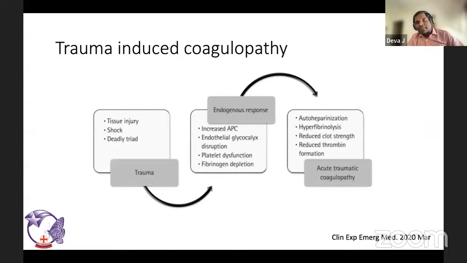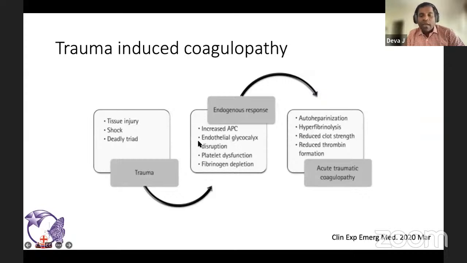But this is just a basic picture showing what happens in trauma. As soon as you suffer an injury, there's tissue injury. Substances get released because of tissue injury. Plus, if you bleed, you're going to be in shock. Your tissue perfusion is affected. These two will lead to damage of the endothelial glycocalyx. Inside the vessels, the endothelial layer has a glycocalyx layer that gets damaged, and because of that, there is platelet dysfunction, there is fibrinogen depletion, and there is increased expression of APC.